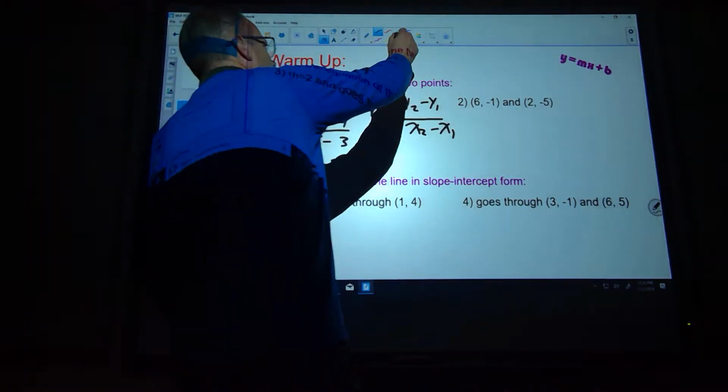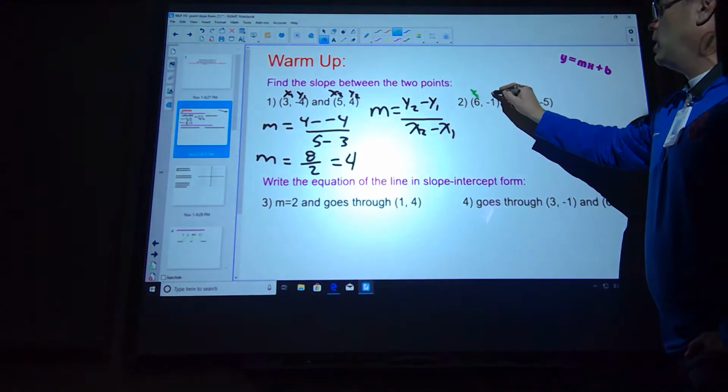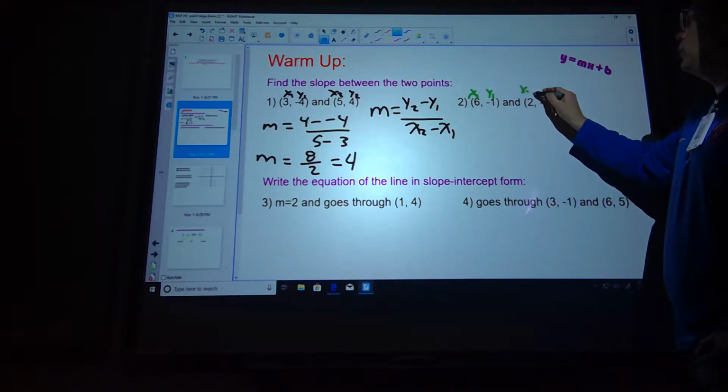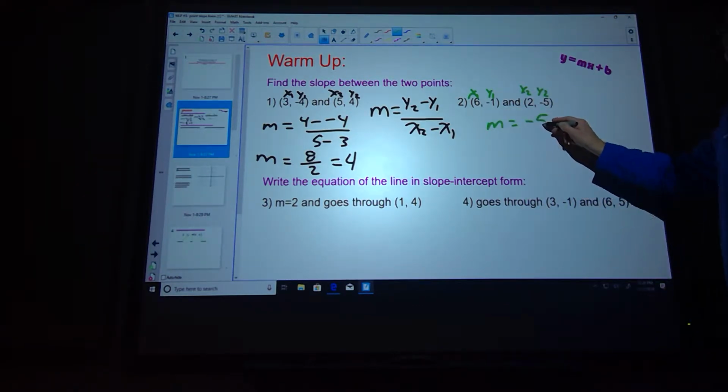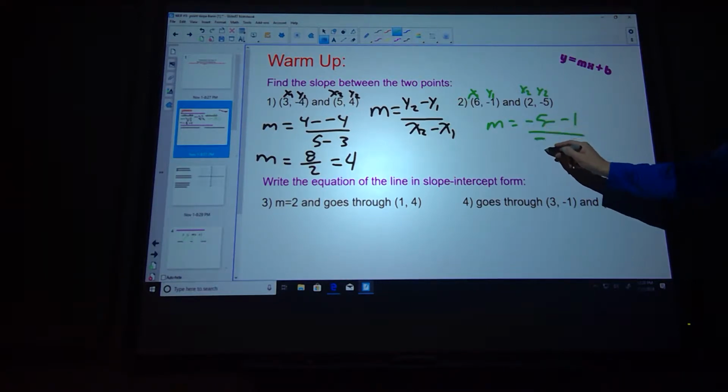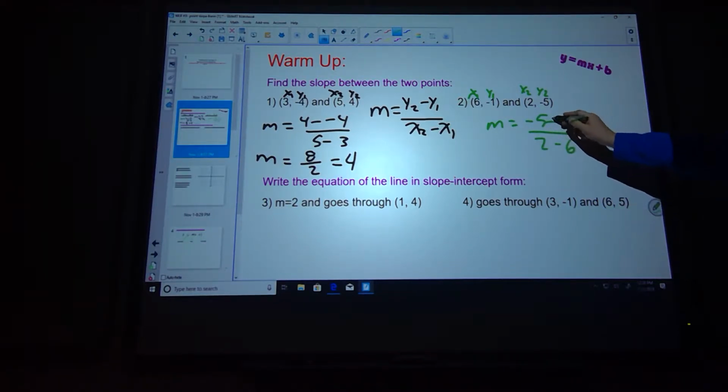And again, I'm going to use my slope equation to find my second one. So I got x1 and y1, I got x2 and y2. Plug them in. So I'm going to get negative 5 minus negative 1 over 2 minus 6. Minus minus means plus, right? What's negative 5 plus 1? Negative 4. And then 2 minus 6 is negative 4. What's negative 4 over negative 4? 1. Done. Okay. Then it says write the equation of the line in slope-intercept form where you have a slope of 2 and it goes to the point 1, 4.